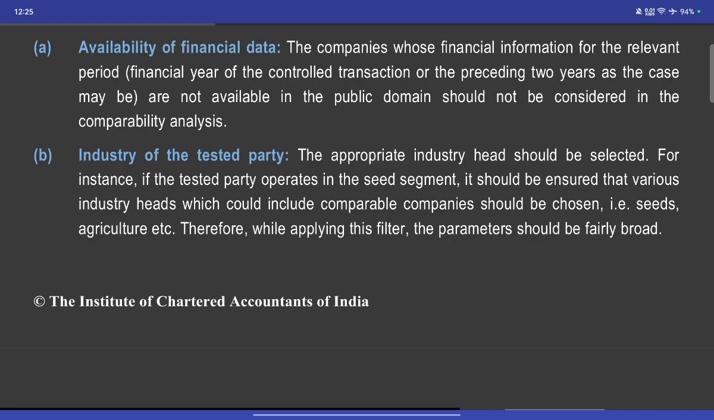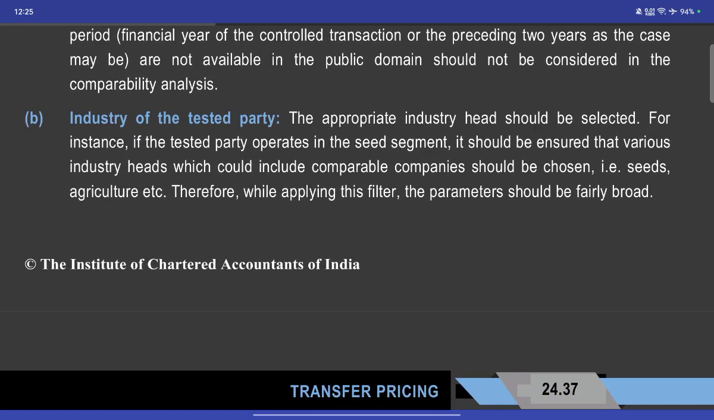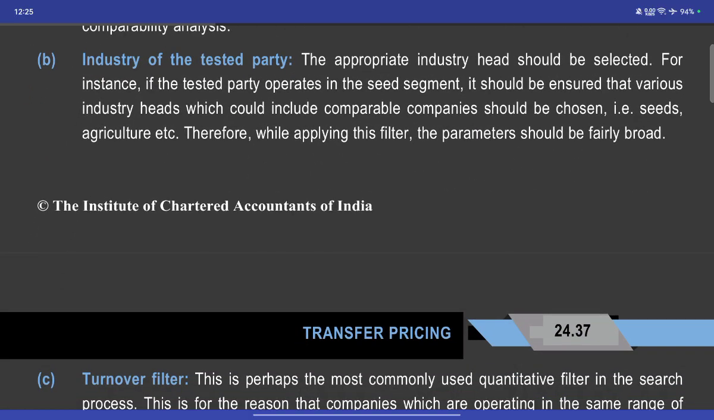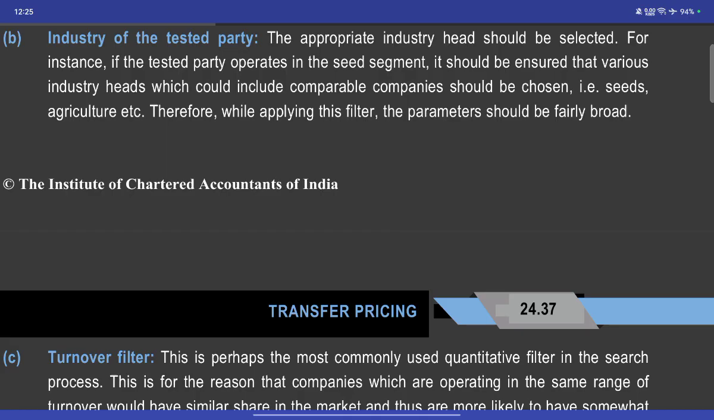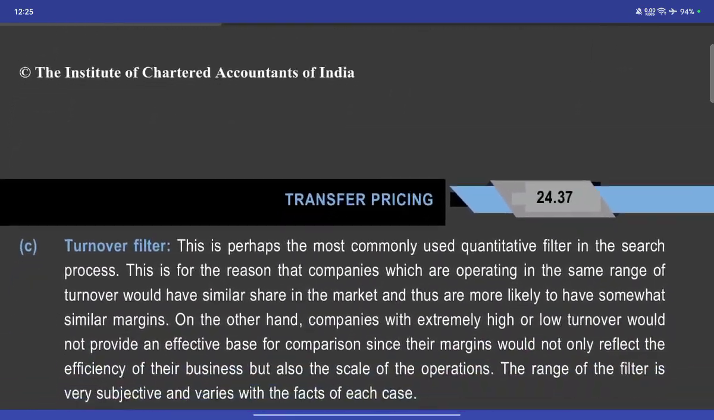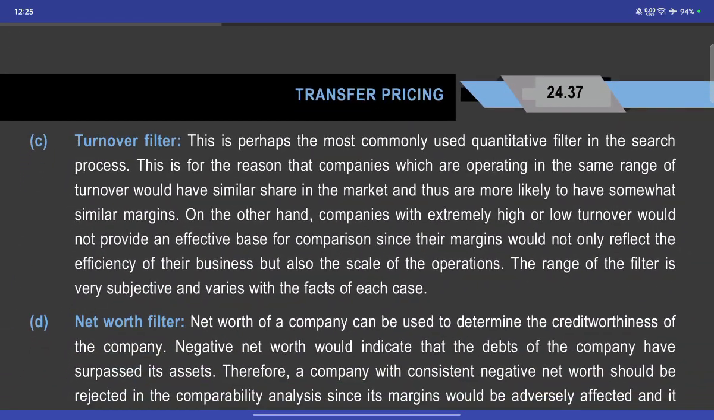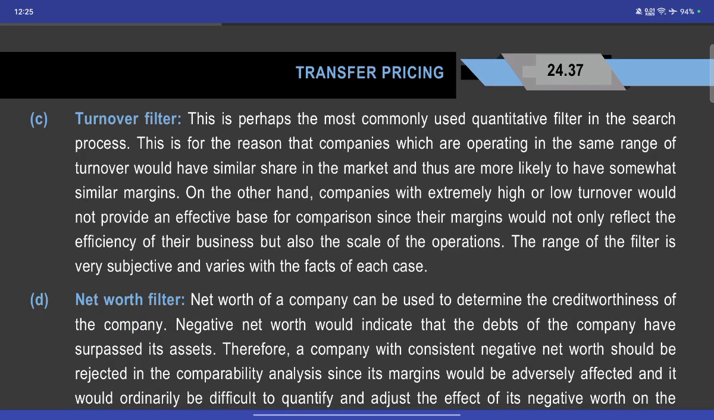For instance, the tested party operates as a seed trader. It should be ensured that the industry heads selected include comparable companies, that is, trade, agriculture. The filter should be applied and the parameters should be fairly proper. The turnover filter is perhaps the most commonly used quantitative filter of a search process.